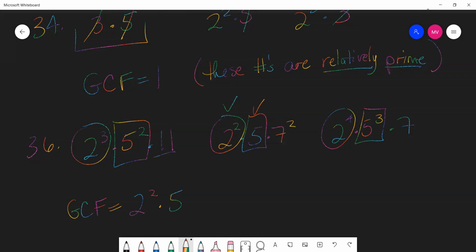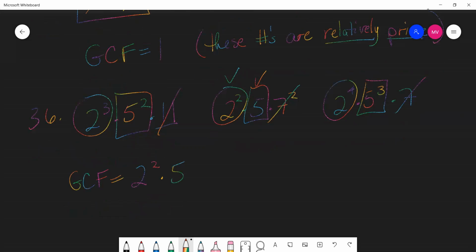And then we have 11 in the first one, but it's not anywhere else, so that's unnecessary. And also the first number does not have a 7. So that means that these two also are not going to be part of our greatest common factor. So I think we've got it. We have 2 squared times 5. So that becomes 4 times 5. Therefore, our greatest common factor is 20.